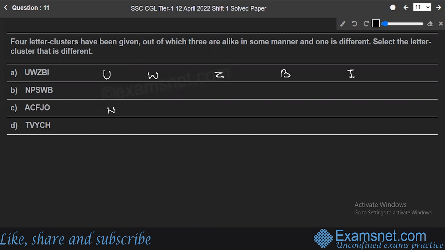Then N, P, S, W, B, A, C, F, J, O, and the last one is T, V, Y, C, H. Let's write down the place values of all of them. U is at position 21, W is at 23, Z 26, B is at 2, and I is at 9.